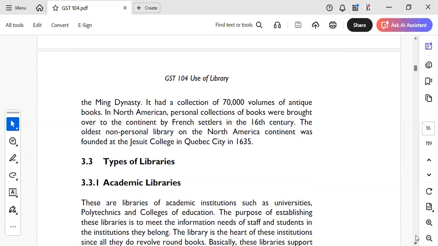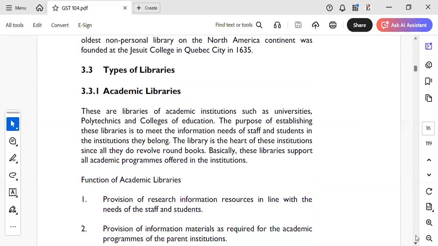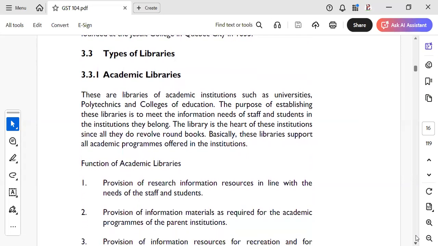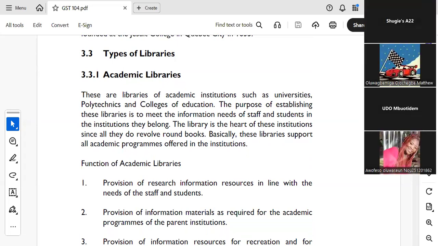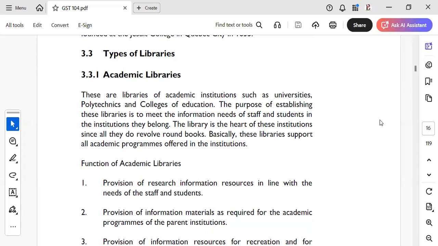So today, our main focus is to start from types of libraries. We've talked about the history of library and some of the origins that we have of library. So it means that we have an understanding of what library is now and how it all started, as far back as 1535 and also sometimes before Christ.